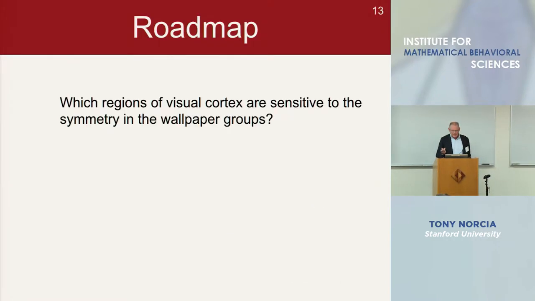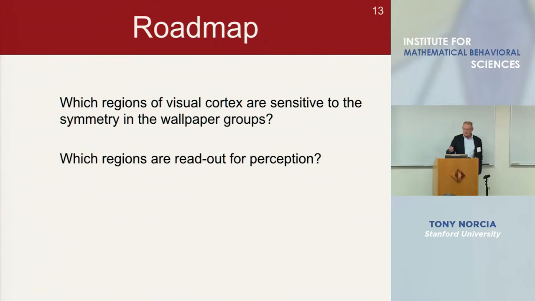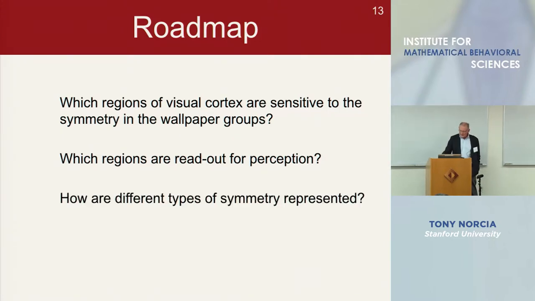So we'll look at this using fMRI in one section of the talk, and then once we've got some basic understanding of what areas in the brain are coding the symmetry in these wallpapers, we'll look at which ones of them are most relevant for perception of symmetry. And finally, we'll talk a little bit about how the internal representation is structured for the full group set of wallpaper patterns.